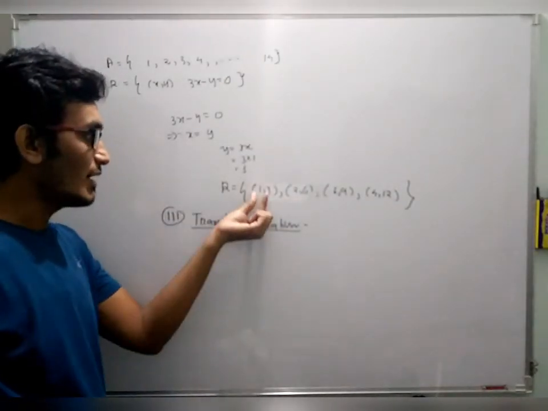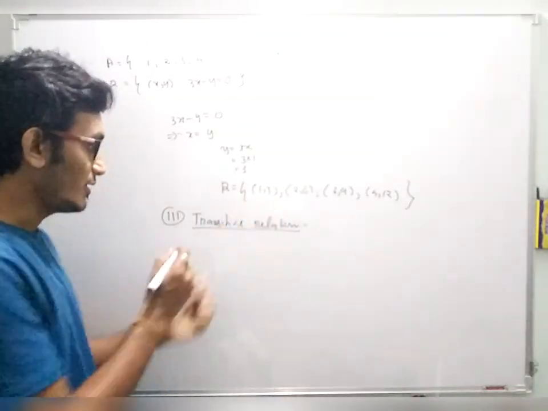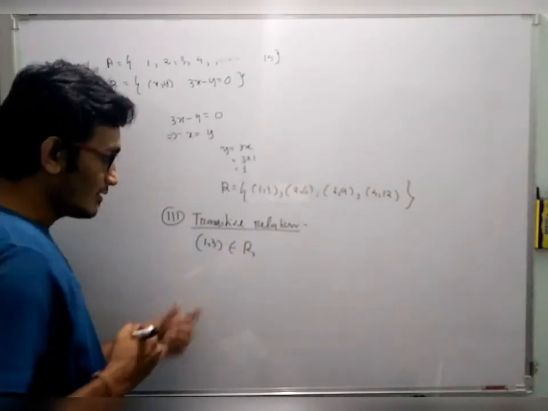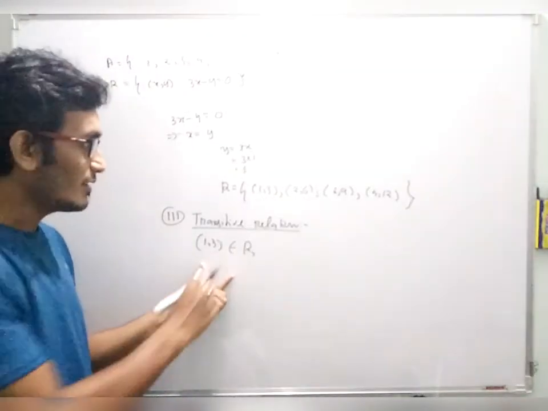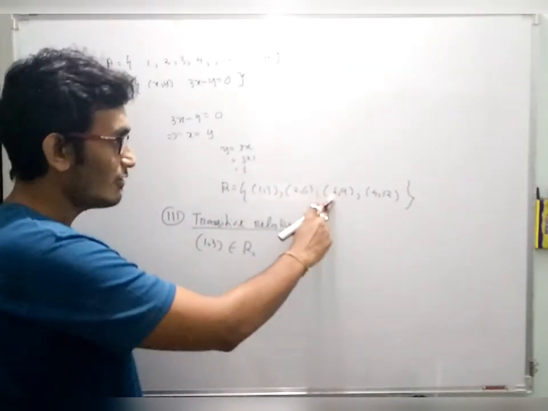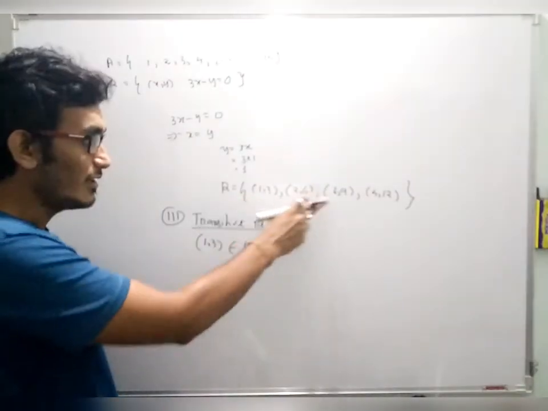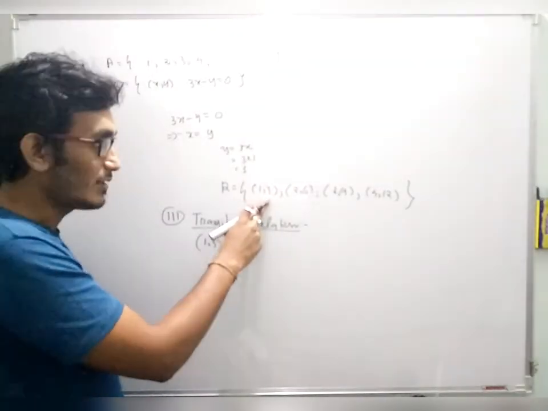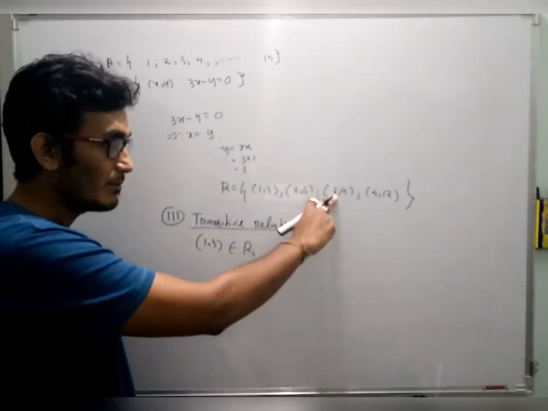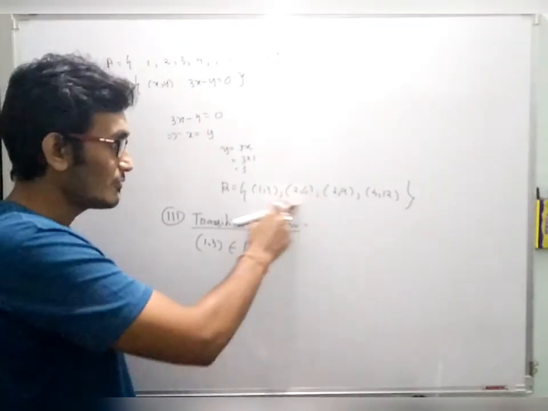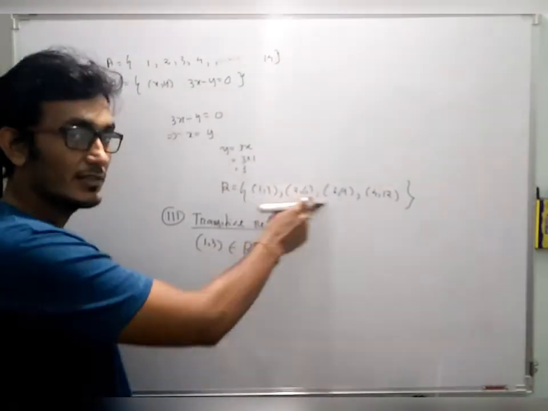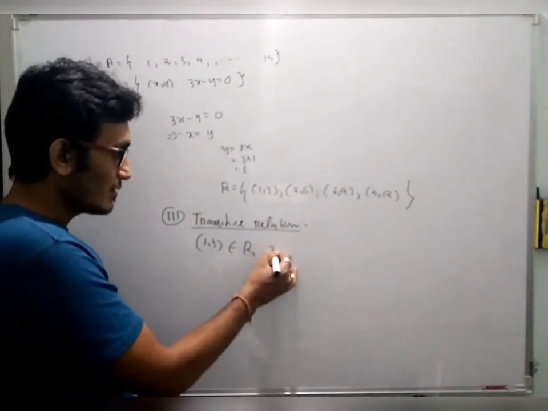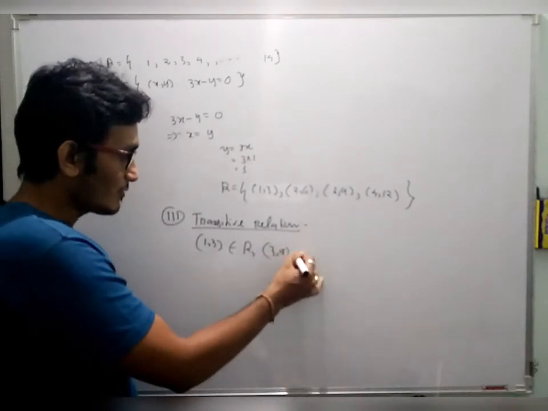So what is the meaning of that? Here 1,3 is present in R. What is the related ordered pair? 3,9, because in 1,3 the second element is 3, and in this ordered pair 3 becomes the first element. So 1,3 and 3,9 are related ordered pairs. 1,3 belongs to R, and similarly 3,9 also belongs to R.